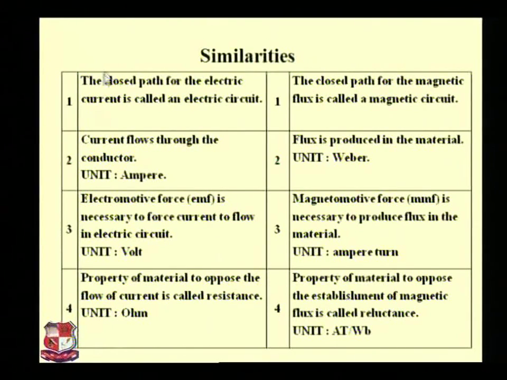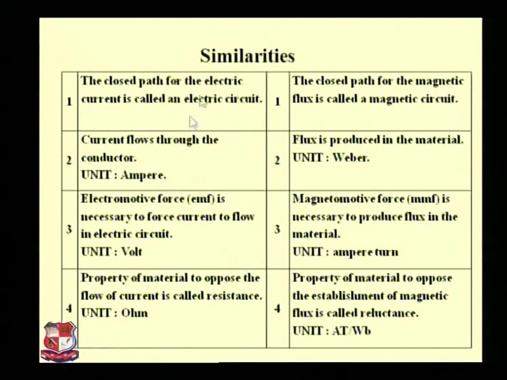Okay, now the left part shows the electrical circuit parameters and the right part shows the magnetic circuit parameters. In the electric circuit parameters, the first point in the similarities: the closed path for the electric current is called an electric circuit, and the closed path for the magnetic flux is called the magnetic circuit. As we know, in an electric circuit current is flowing, while in a magnetic circuit when current flows through the circuit, flux is produced. That means magnetic flux is induced in the magnetic circuit.